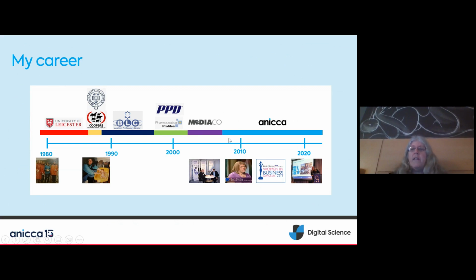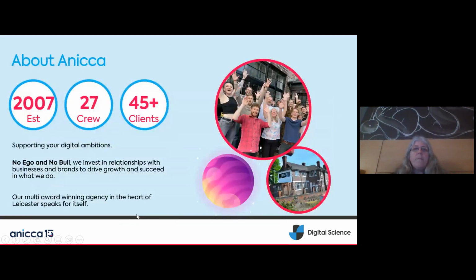And you can see here, Anicca has been going for 15 years now. So for those who are new to Anicca, there's 27 of us. We've got around 45 clients. We were established in 2007. And we're the sort of agency that tells you what you need to know, not what you want to hear. And there's some of the team at the back of the office. And this is actually our lovely office, which is an old converted pub. This is actually the river here. And that's in the centre of Leicester. We don't get there often enough, although we are definitely going there more often than we used to. We'll hold some more events, I think, there in the next few months.